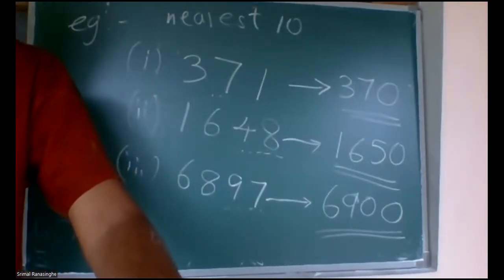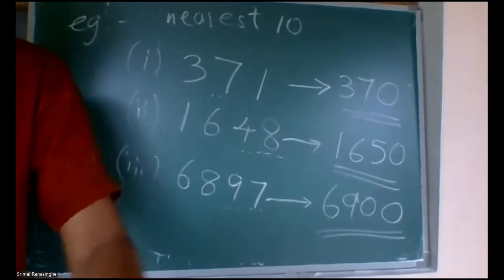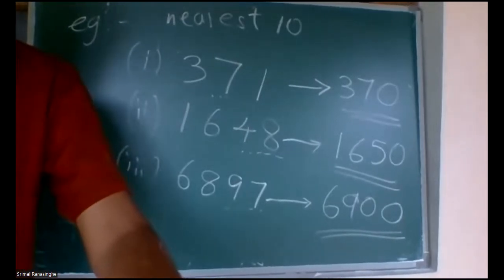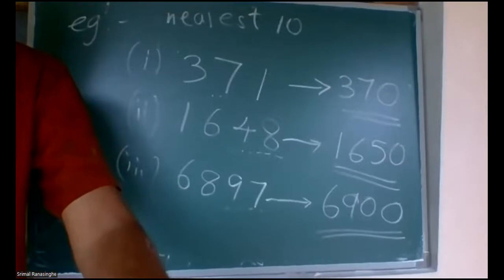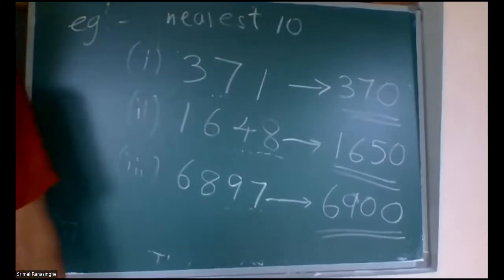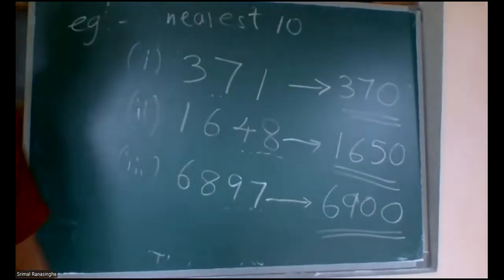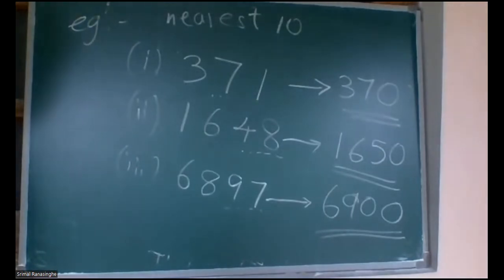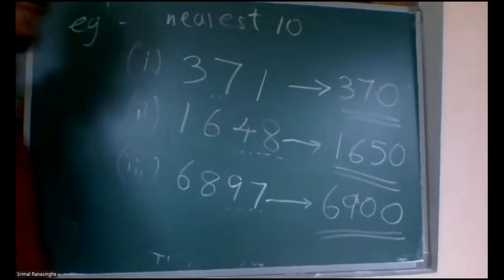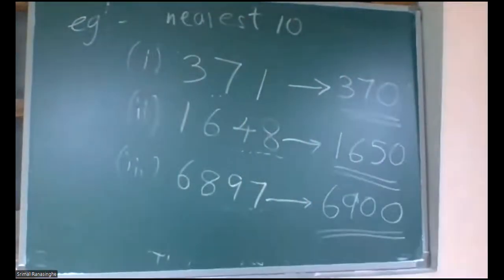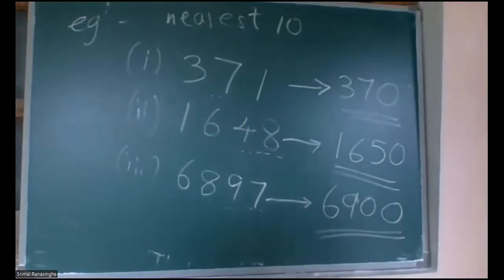So write down these examples. Then I'll give you some activity to do. First, write down this example. Start. If you can't see the board, I'll send this image to your WhatsApp group as well. You can go through that one as well, right?